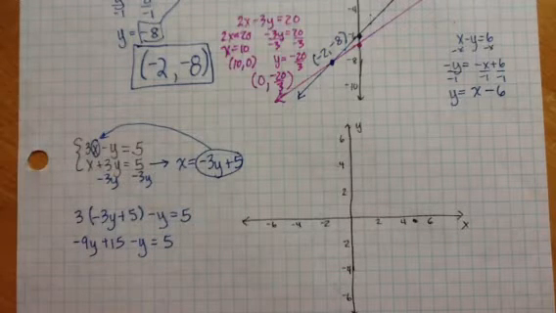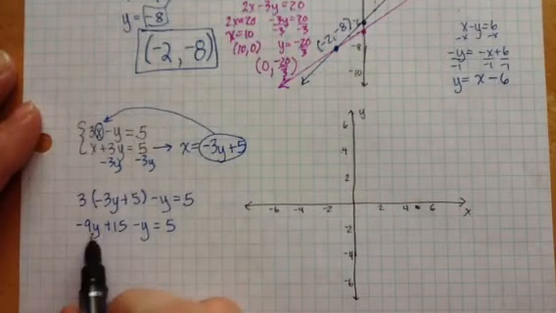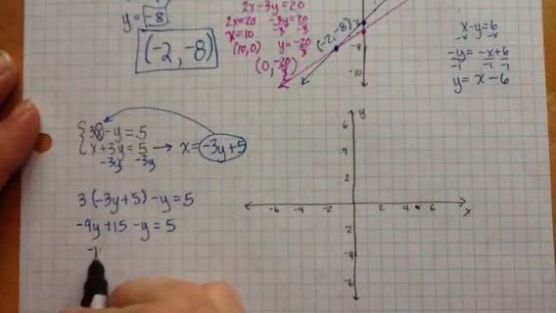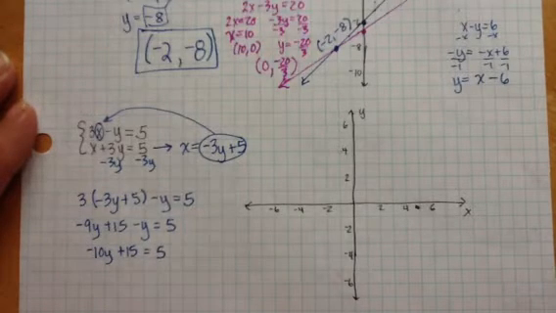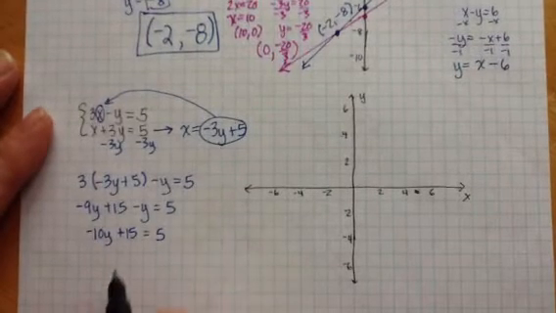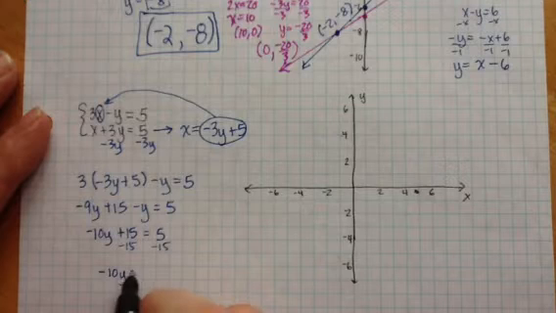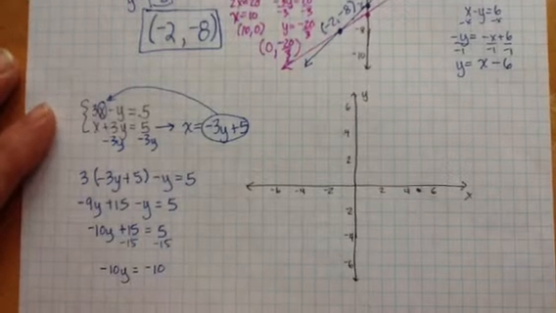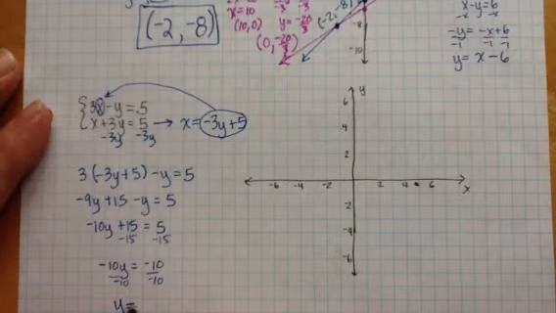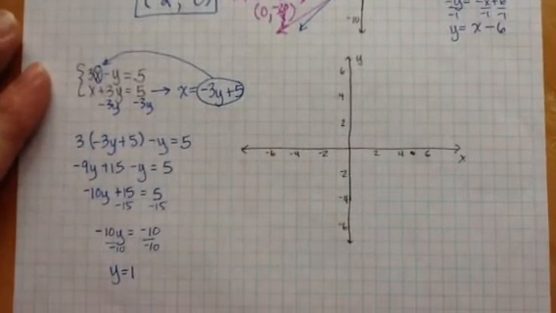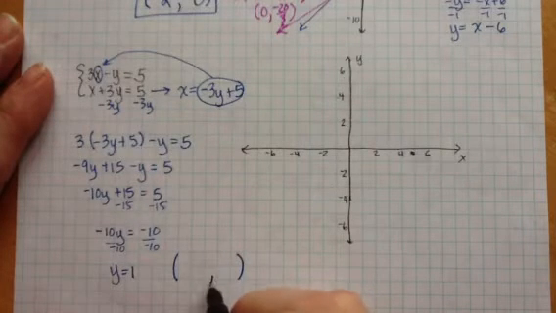I'm going to use some algebra to solve this equation for y. Combine those like terms, gives me -10y plus 15 equals 5. And I will subtract the 15 from both sides, so I get -10y equals -10. Divide by -10. That gives me y equals 1. That's going to be the y value of my solution will be 1.